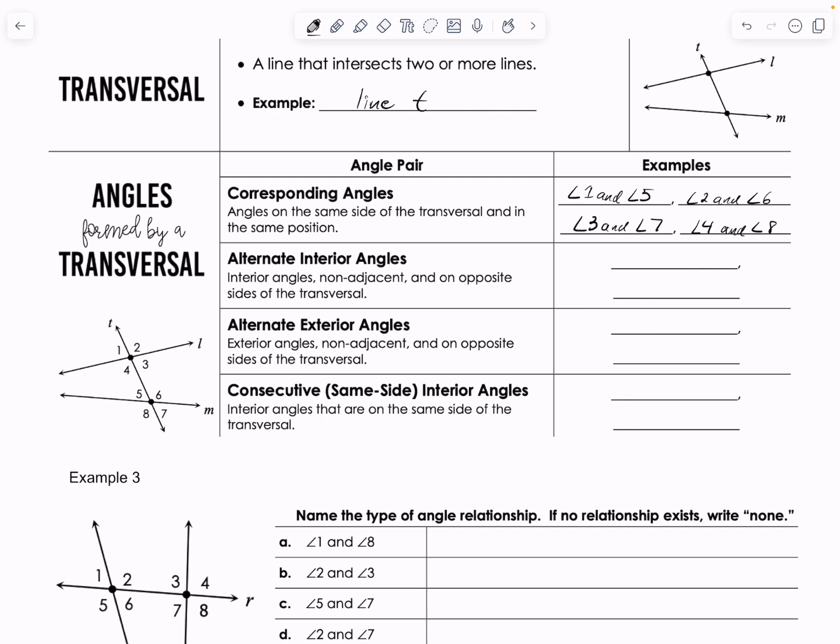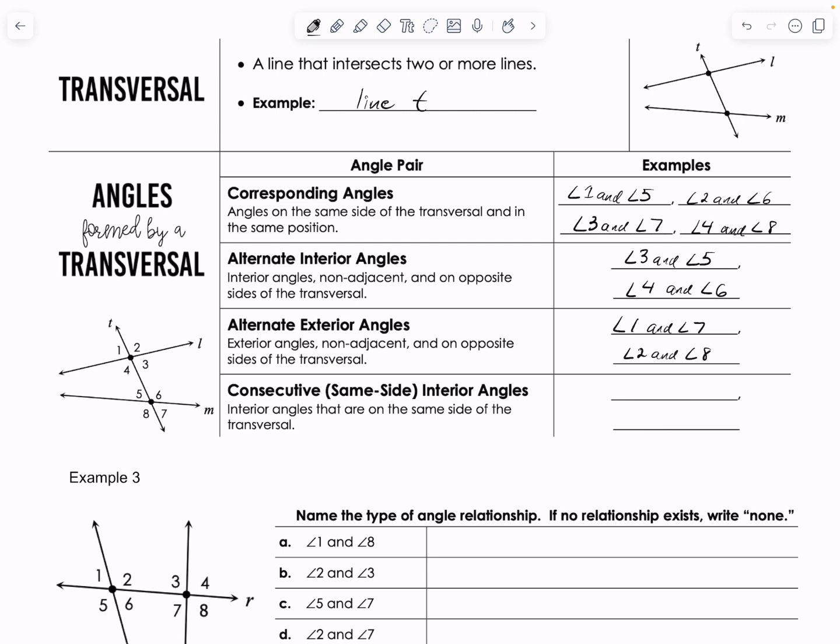Alternate interior angles are on the opposite side of the transversal. They are interior and non-adjacent. So that would be like angle 3 and angle 5, or angle 4 and angle 6. Those are alternate interior. You can probably guess about alternate exterior angles here. So like angle 1 and angle 7, and then angle 2 and angle 8. Those are alternate exterior.